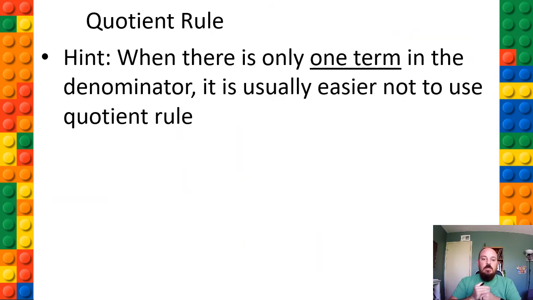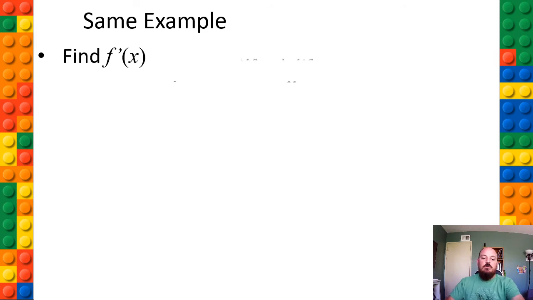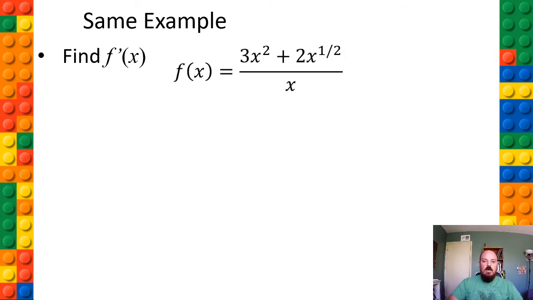So when you're doing quotient rule, here's a good little thing to remember. If you only have one term in the denominator, you can kind of avoid the quotient rule. In fact, we saw a question like this in the power rule section. So let's go back and redo that problem. So here's our same problem. I did type it up as x to the 1/2 power instead of square root of x this time, just so I didn't have to do the extra step and change it.